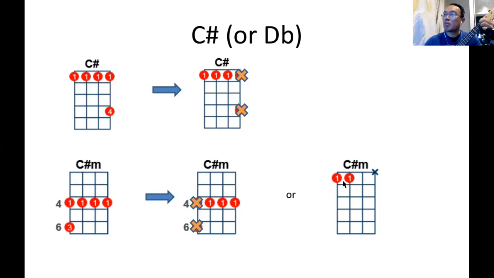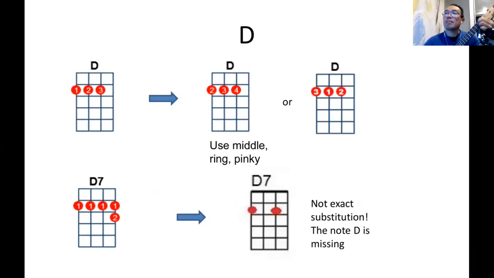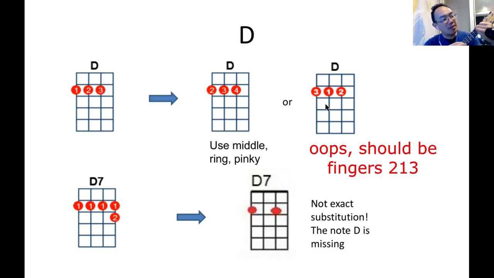And sorry, this should be 1 and 2, not 1 and 1. This is rearranging your fingers. So D could be fingers 1, 2, 3. I prefer fingers 2, 3, 4 because my pinky is smaller and it fits. Some people do 3, 1, 2, like making a little triangle within that fret. It's not actually 3, 1, 2. It's 2, 1, 3. Sorry, 2, 1, 3.